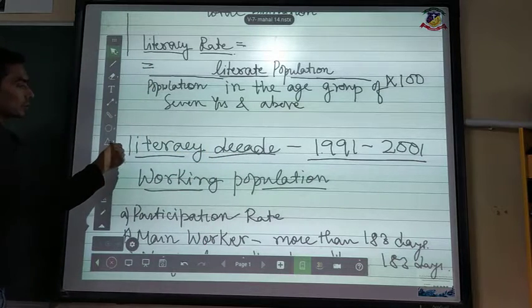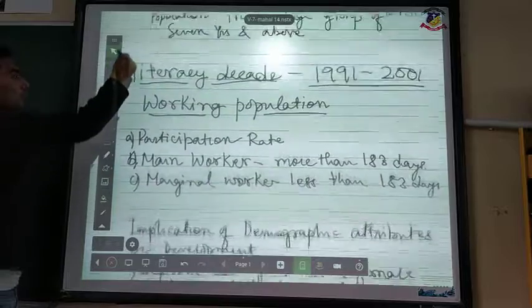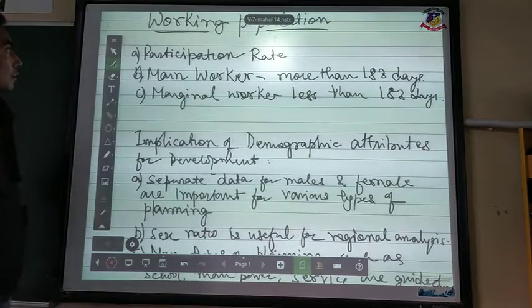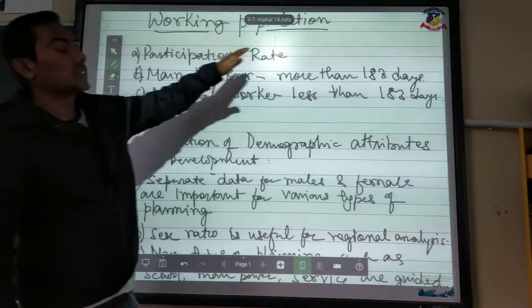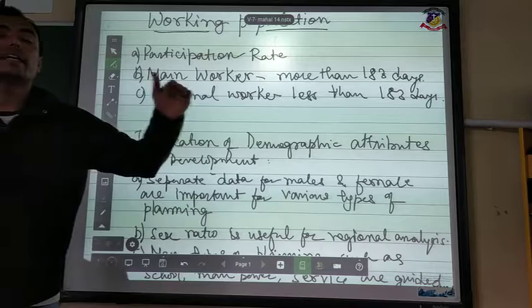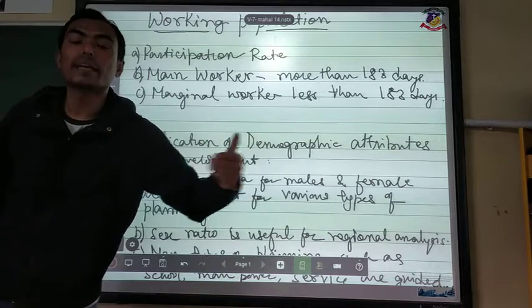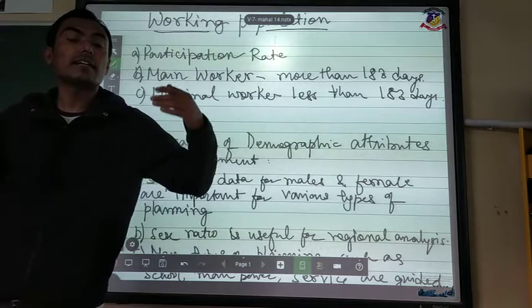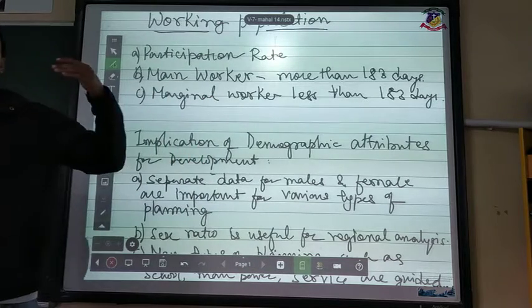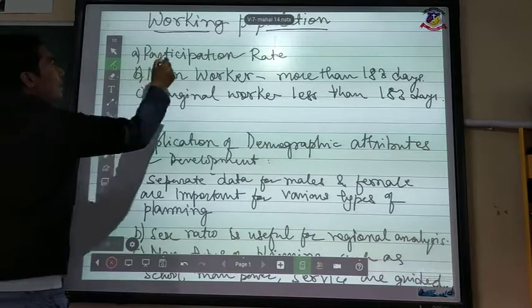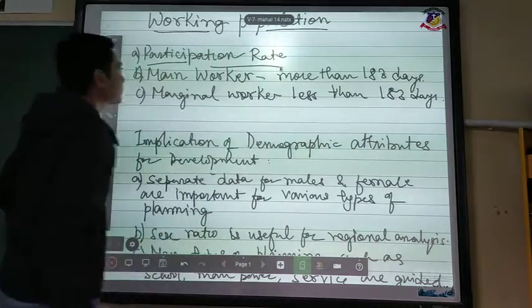Now based on this, the working population is again classified into three types. Clear? Participation rate: those people who are engaged in different economic activities, expressed as a percentage, is called the participation rate.